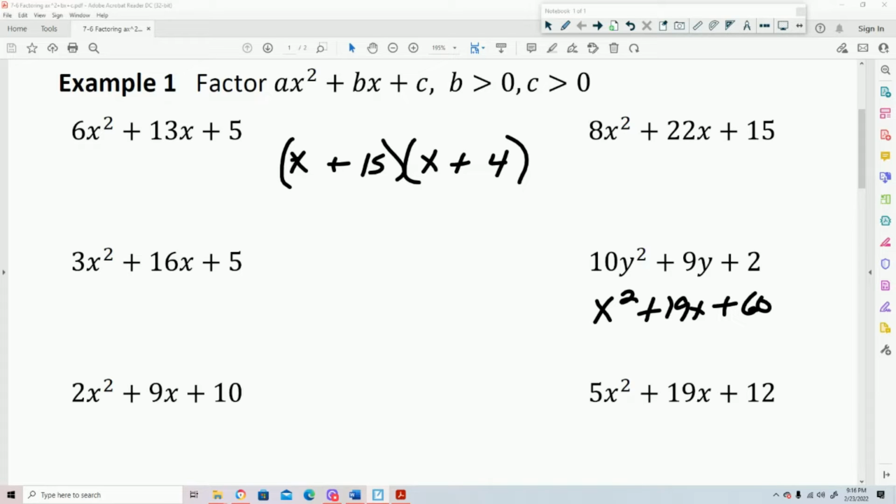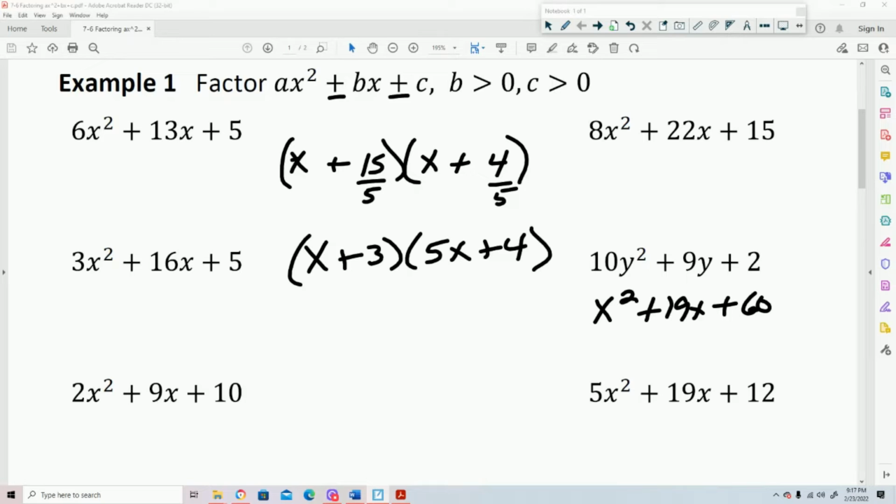Now we're going to bring this 5 back. That's going to be divided by 5. That will be divided by 5. This gives me x plus 3. I'm going to pull this 5 and put it in front of the x. I get 5x plus 4. And that is factoring basically a double plus pattern here, if I can call it that, and a number greater than 1 for the leading coefficient.